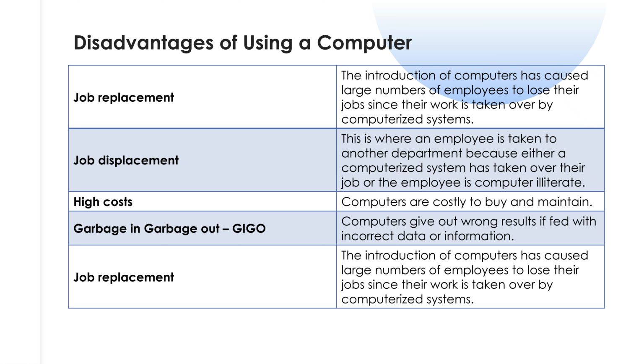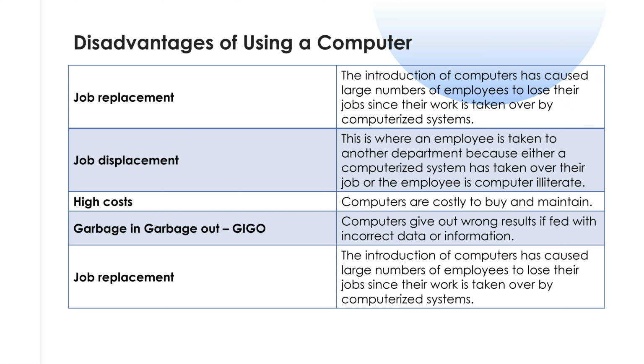Second, and this is different from job replacement, so do not mix them up, we have job displacement. Here an employee isn't let go but is moved to another department, either because a computer system took over the original role, or because they lack the computer literacy for the new system. Third, we have high costs. Computers are expensive to buy and expensive to maintain. Hardware upgrades, software licenses, and IT support all add up over time.